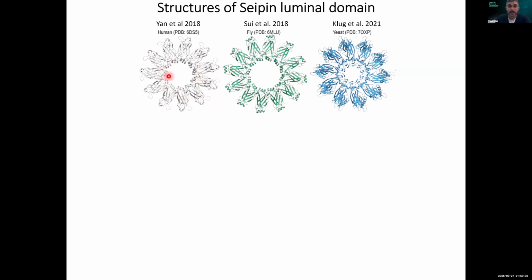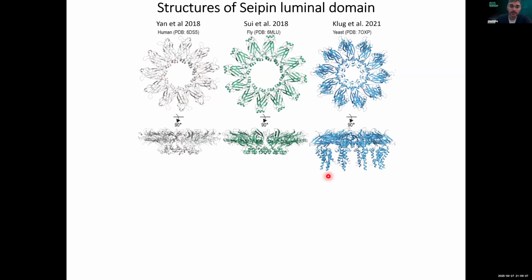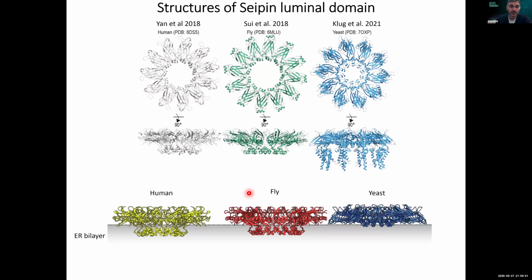And if we look at a side view, we can see that in our structure, we actually also managed to resolve the transmembrane domains. Now, I don't have time to tell you about the transmembrane domains today. So if you're interested, you can ask me afterwards. But I'd really like to focus on these central helices here. And the reason for that is that in human and fly, these helices protrude really deeply into the ER bilayer. And I hope you can see on the right here in yeast that they're really, really shallow. They basically cannot enter the bilayer.